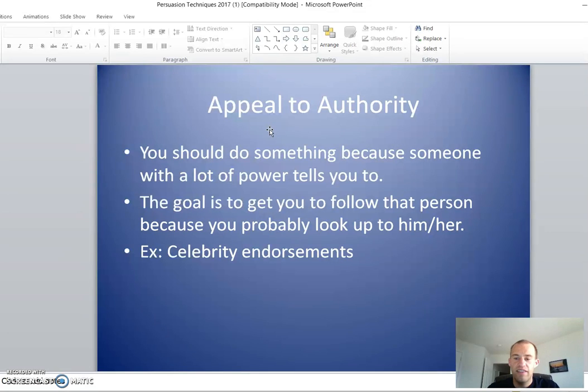So you're just following their lead. Hopefully, they're using that authority to get you to do something positive. Not always the case, but either way, that's what that is called.